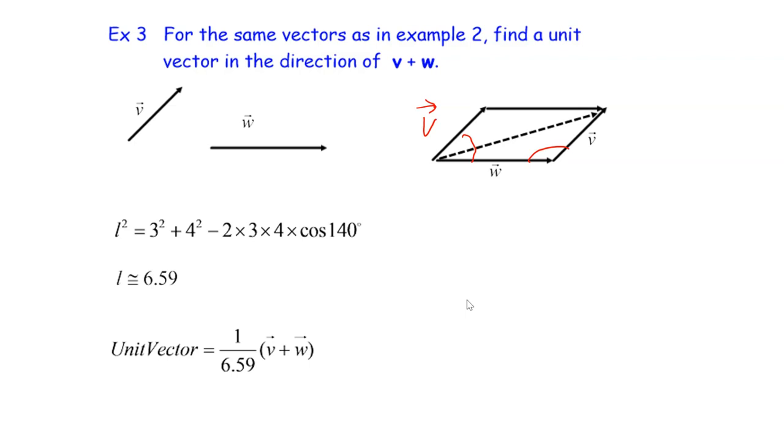So we're only changing the magnitude, Adam, by the way. We're not changing the direction of the vector. The direction stays the same. All we're doing is shrinking it, or if it was a vector which was less than 1, enlarging it to make it have a magnitude of 1.